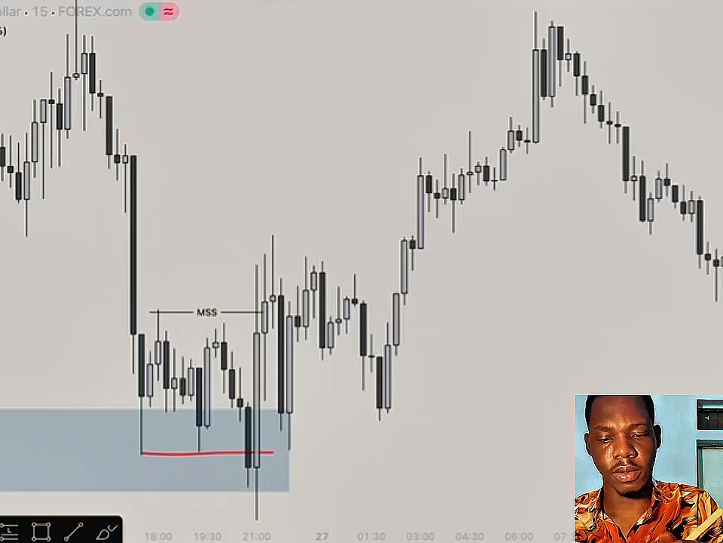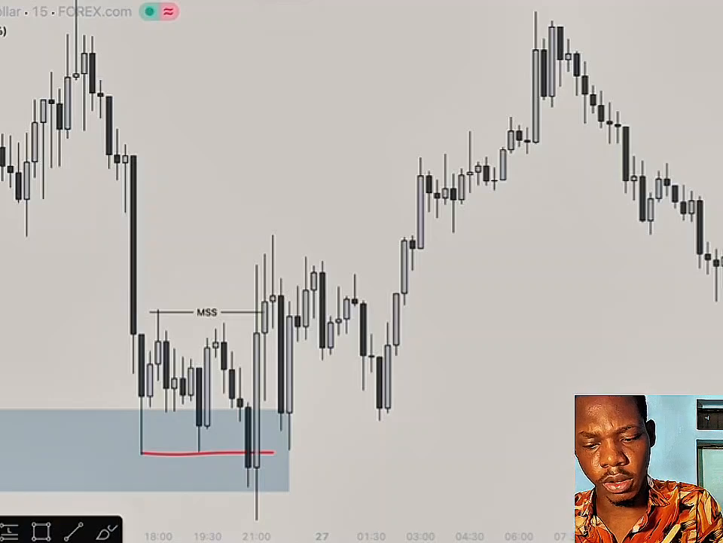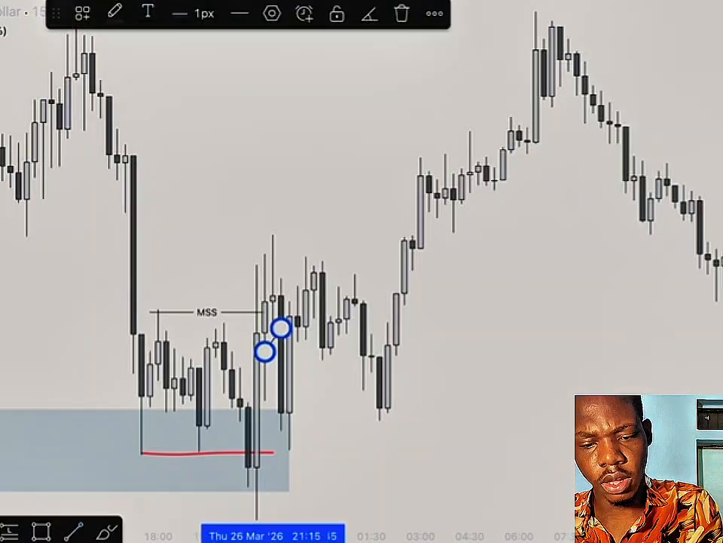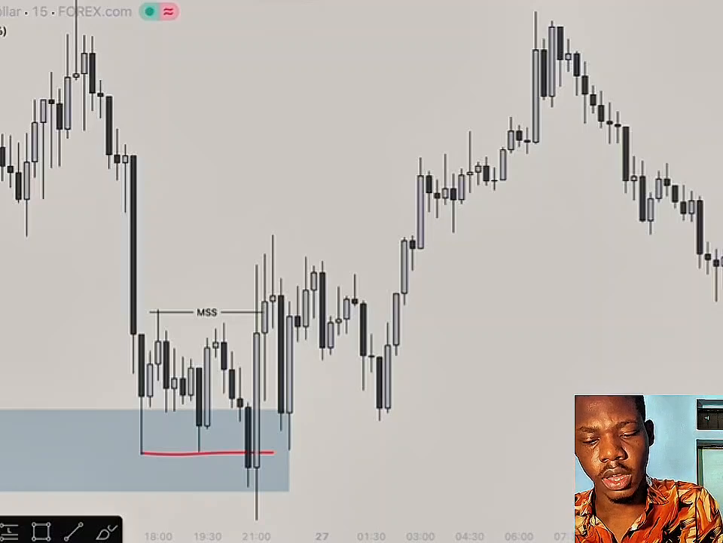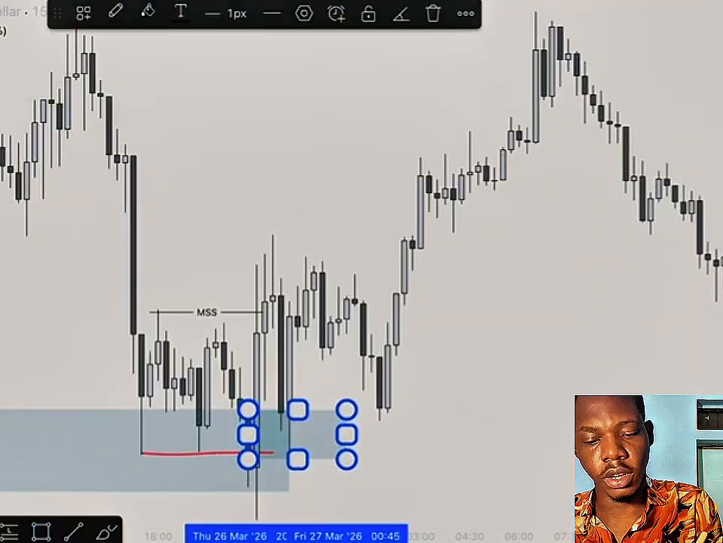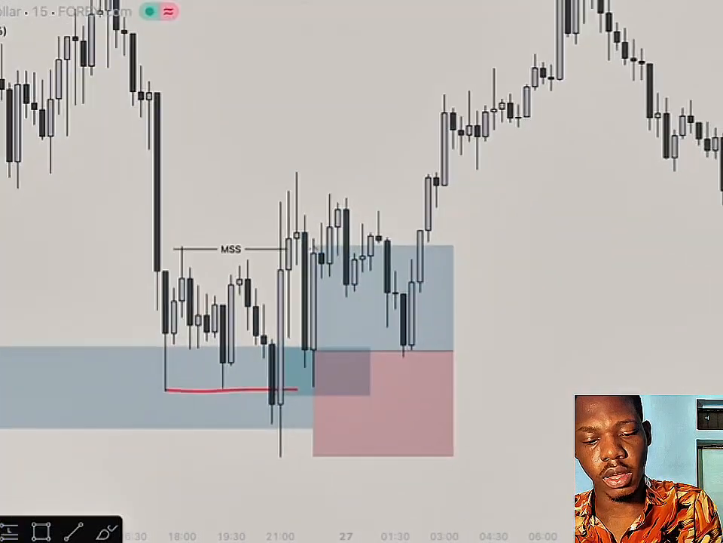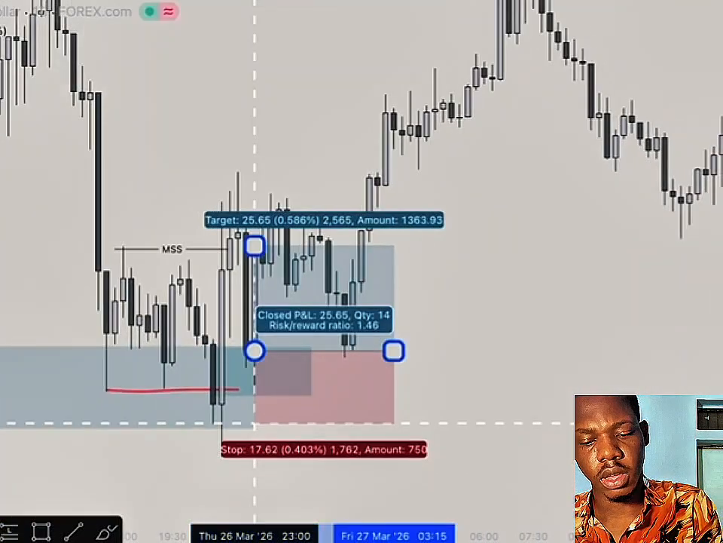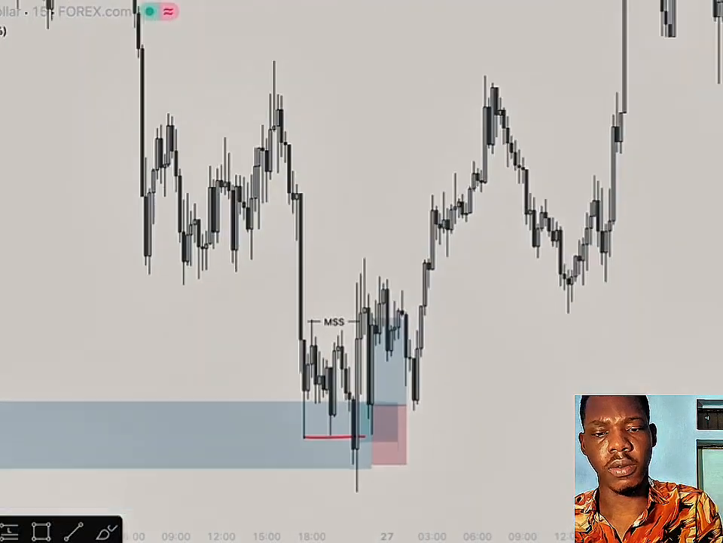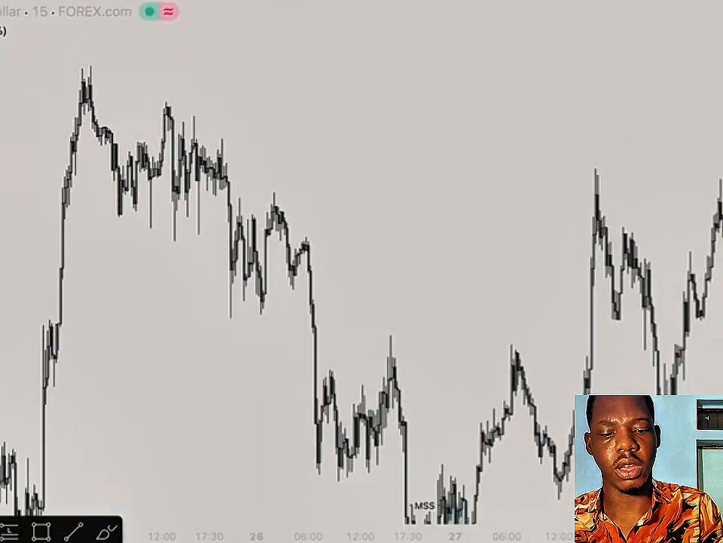So now where's the inducement? There's the inducement right here, somewhere here. That's the inducement, and expecting the price should go over to this level right here, which it did, and forward a clean buy. Stop loss at this level, and targeting the next high.